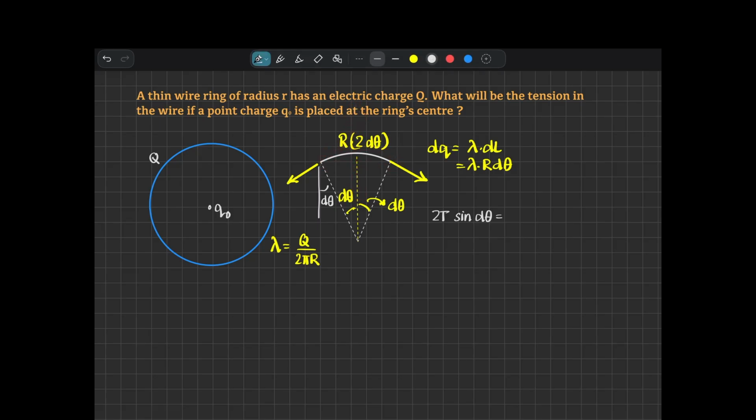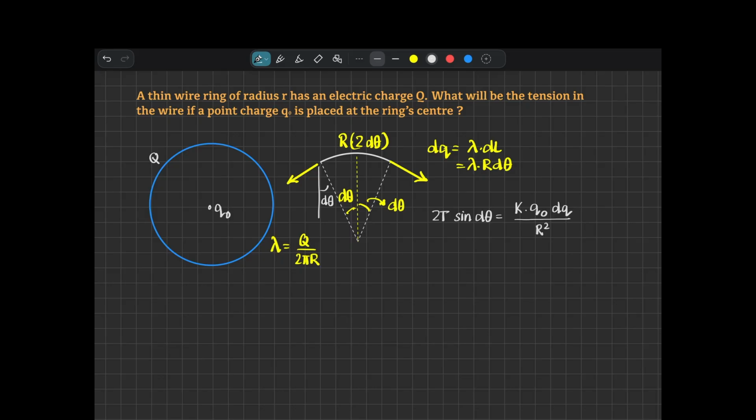So how do I write the electrostatic force here? Considering both are assumed to be point charges, because I am assuming this to be a very small length element, so both can be treated as point charges. I can write the net force is k q naught dq by the distance between them, which is r, so r square.